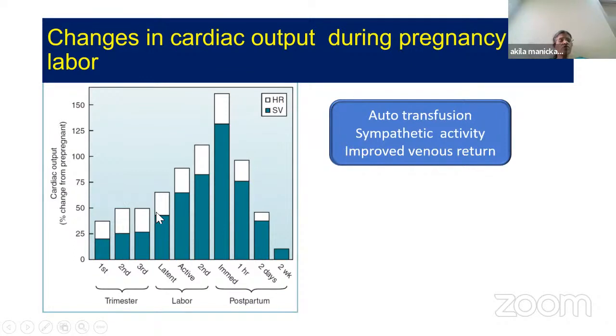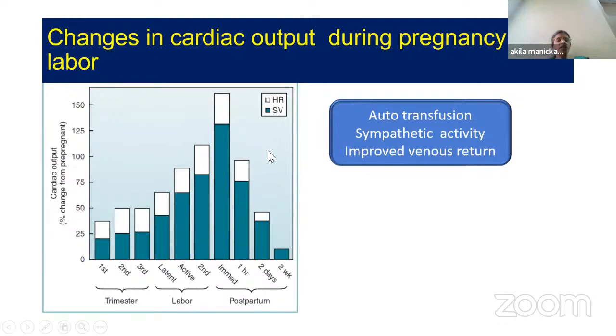Whereas at onset of labor, there is a further increase in your cardiac output, which is roughly 15% during the latent phase of labor, which increases to above 50% during the active phase of labor. And ultimately, it increases to around 125 to 150% during the immediate postpartum period. So why is there such an increase in cardiac output? This is because every time there is a uterine contraction, blood is being expelled into the systemic circulation, which is often referred to as autotransfusion.